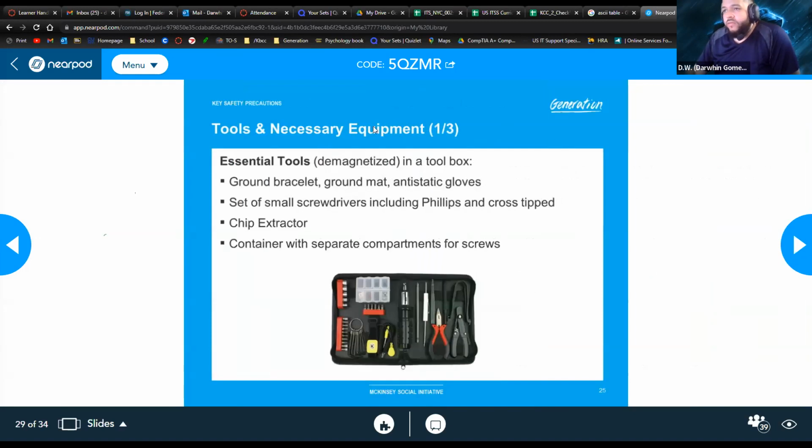All right. Tools and necessary equipment. So this has a nice little, I would call this a basic tool set, right? You have some pliers in there. You got a retrieval bracelet. You got a screwdriver. You got your ESD bracelet. You got some screws, things like that.